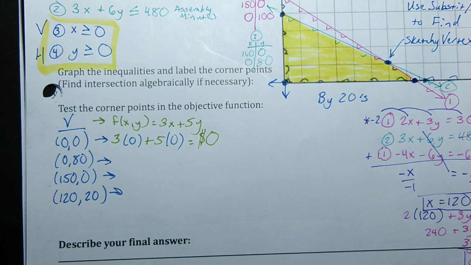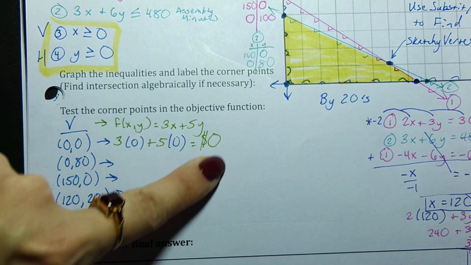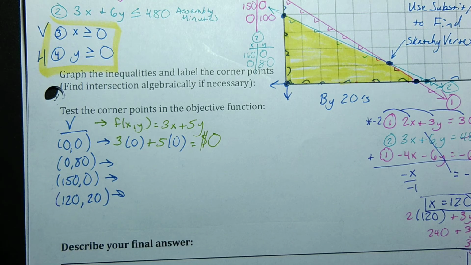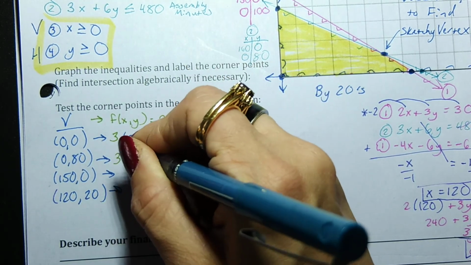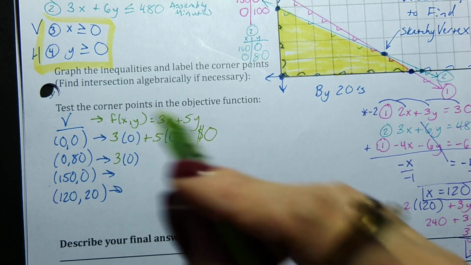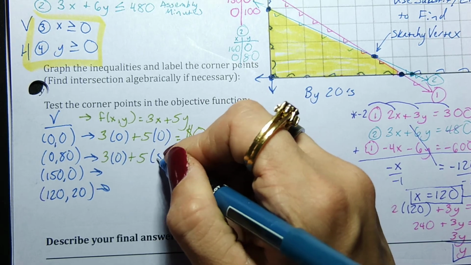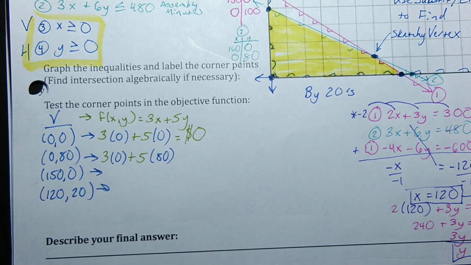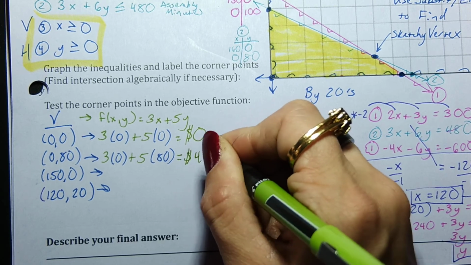We're trying to find out how to maximize profits. If I make 0 magazines and 0 books, I'm going to make $0. So x and y represents what you're producing, and then what you get from your objective function is the profit from producing that amount. So 3 times 0, I produce 0 magazines and make $3 off of each of those 0 that I produce. And then 5 times 80 books. So if I only make books, we're going to get a profit of $400.